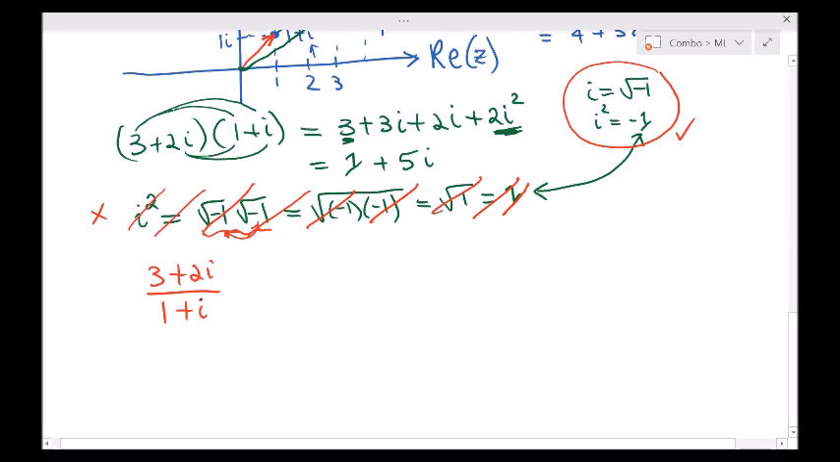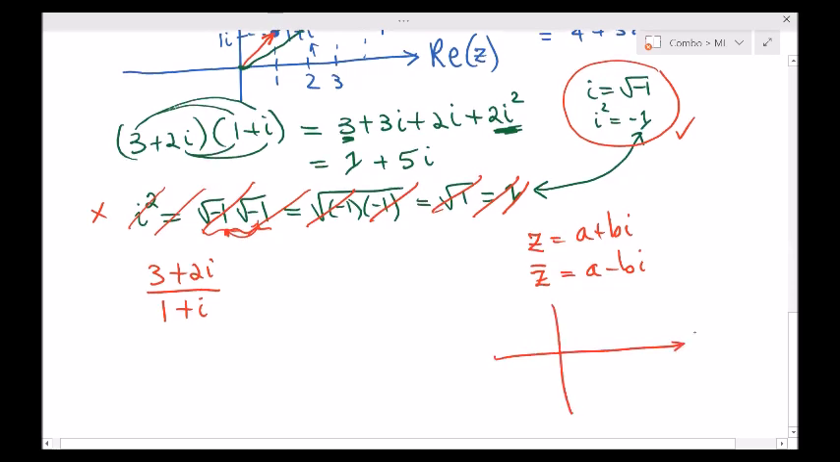I would try to rationalize the denominator, and somehow I kind of know how to rationalize it, remembering earlier. It seems a lot of you already know how to do it. You would multiply the denominator with something called its conjugate. So if you have z is a plus bi, then its conjugate, we usually use the z bar here, is a minus bi, which is just a reflection across the real axis.